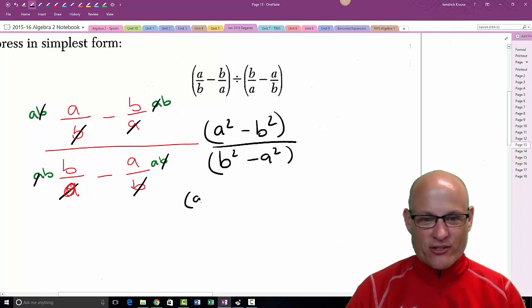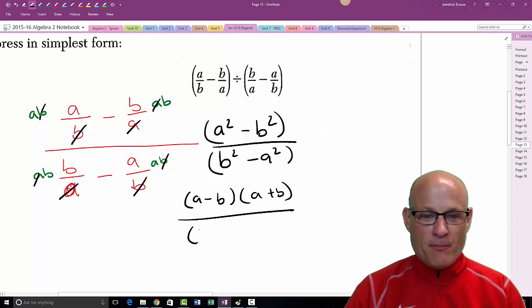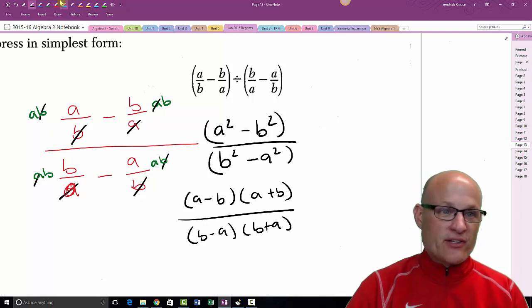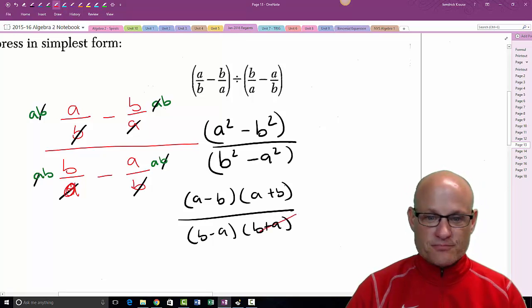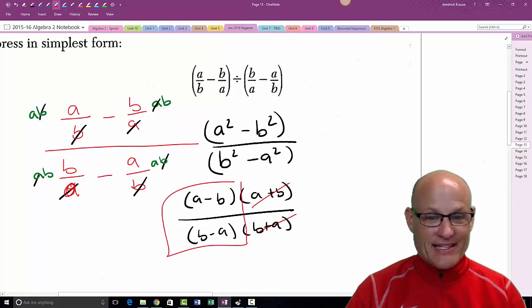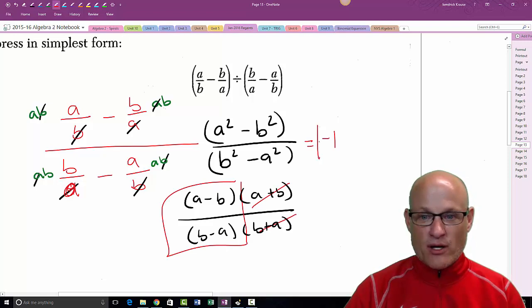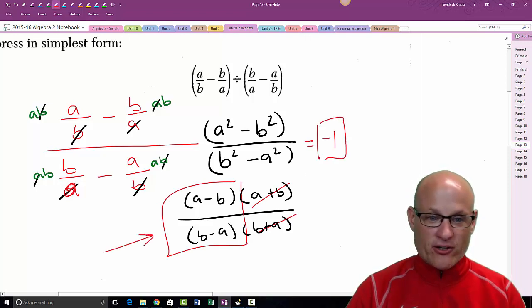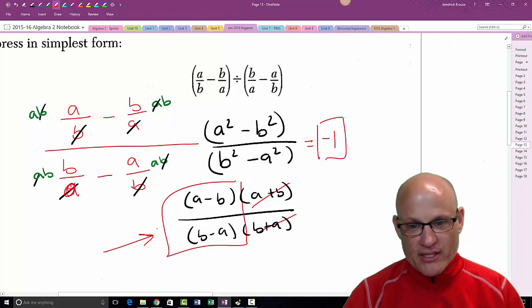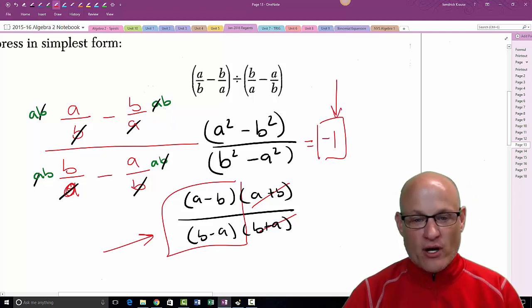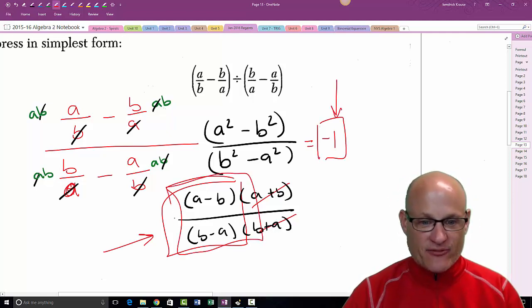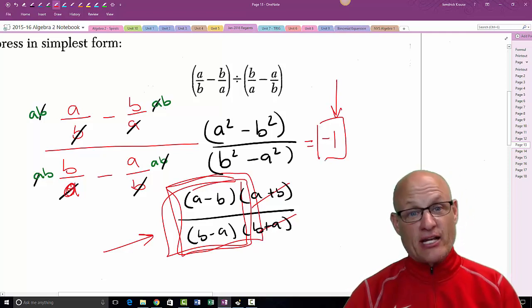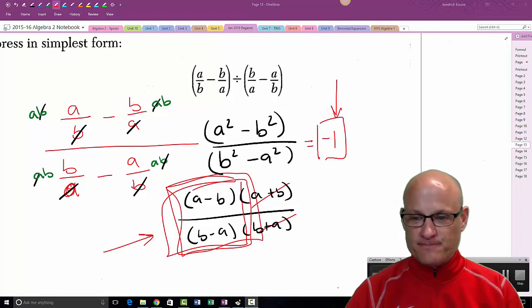Now, if you don't like that, you can just do this. A minus B times A plus B all over B minus A, B plus A. These cancel. And the answer is, not this, it's equal to negative 1. Now, if you got this here, you got 1 point out of 2. The answer is negative 1. This is that classic, I've told you a million times, negative 1 rule. And hopefully your teacher did as well.